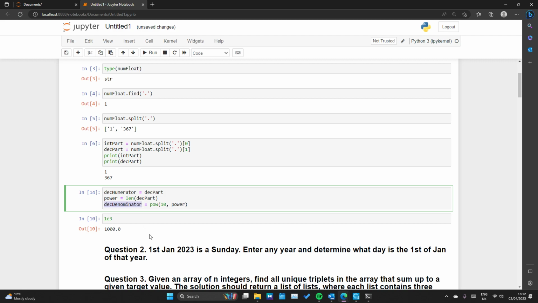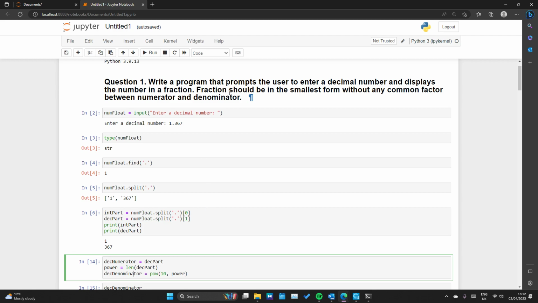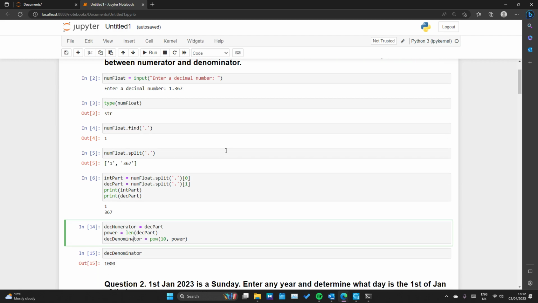So you can see that I tried several different things and I was not able to get the correct answer, but now this seems to be working, as I can print decimal denominator and I can see the result is 1000. So now I have a numerator and a denominator, and the question also says the fraction should be in the smallest form without any common factor between numerator and denominator. If your math is good, you can guess that 367 and 1000 do not have anything in common, because 1000 is only divisible by 2 or 5, whereas 367 is not divisible by 2 or 5.